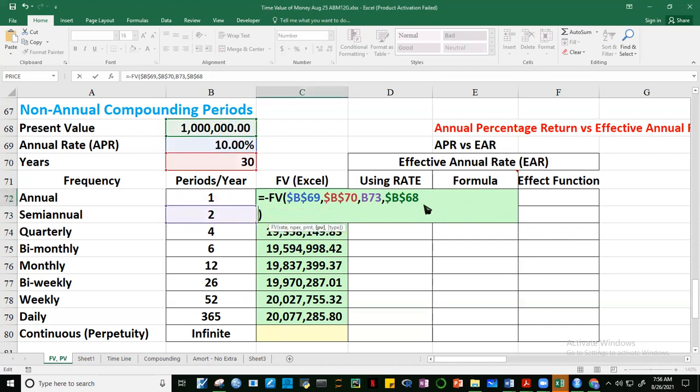Okay, so I'm copying the formula of Khalil as is. B69, and then B70, and per is B70. And then PMT, B73. Khalil, could you explain why this is the formula you're suggesting?